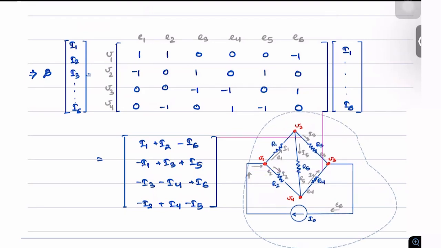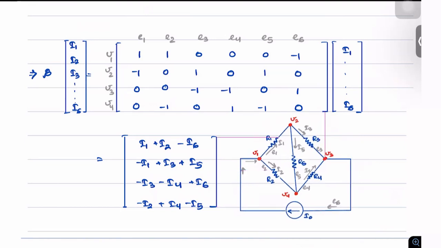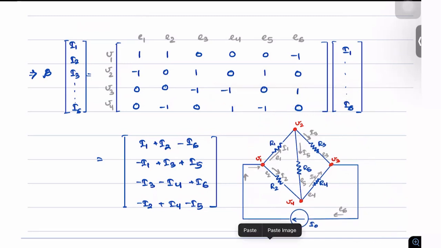Let me just increase it a bit more so that it's clearly visible. Okay, this is better. Let's look at the first node here. The first node has an incoming current I6 represented as minus I6 here, and there are two outgoing currents I1 and I2 as denoted here.